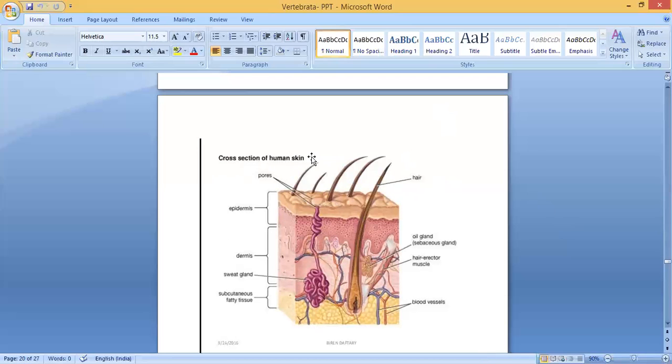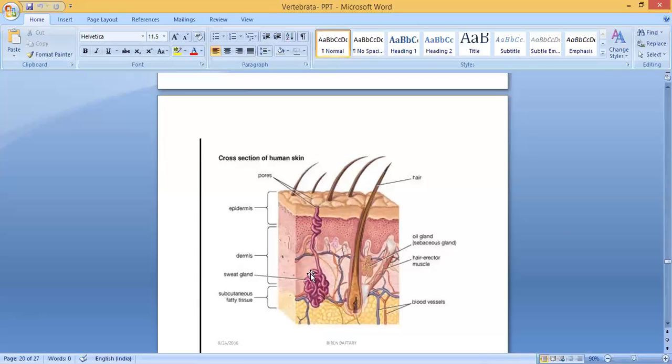This is a cross section of the skin. You can see here pores. I told you in the skin there are sweat glands and sebaceous glands. The skin also has hairs, an outer growth. The outermost layer is epidermis, below that dermis, and below that subcutaneous fatty tissue. This is the structure of skin: epidermis, dermis, subcutaneous fatty tissue.